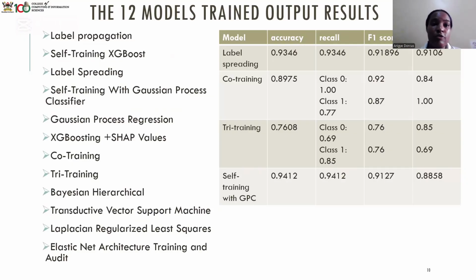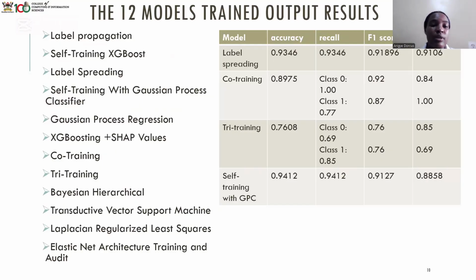Here we look at the 12 models trained output results. We have the label propagation. This spreads through a graph based on similarity using a semi-supervised approach. We have the self-training XGBoost. Iteratively trains XGBoost on labeled data, then adds high confidence predictions to the training set.